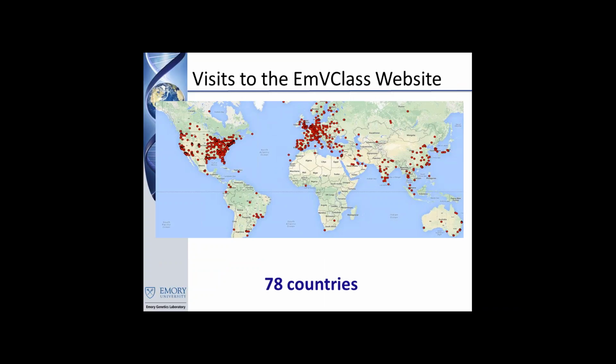And these hits can be curators of databases that are downloading data. They can be individuals that want information about a particular variant. And from there, they can start a discussion with us about how we've reached the classifications that we've reached.